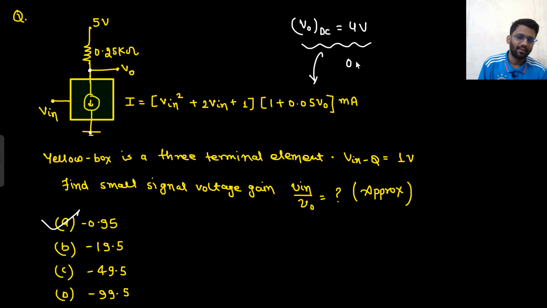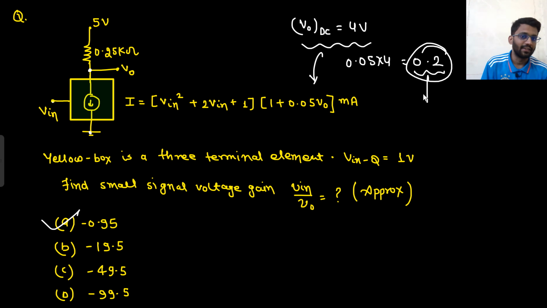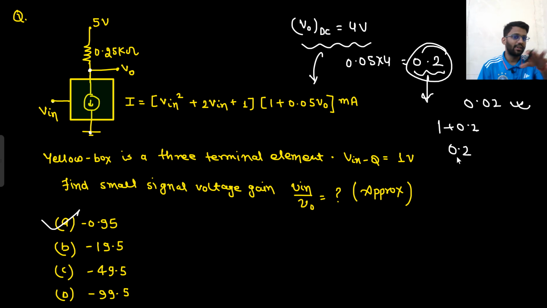And if you put 4 volt here, so 0.05 into 4, it is coming nearly equals to 0.2, which is not a small quantity with respect to 1. If it was 0.02, understandable. But now it is 0.2. So this is a considerable value. So in reality, you are not getting minus 0.95. If you simulate the circuit, I am pretty sure you will get the gain around minus 0.8, because I tried doing it. I was getting nearly minus 0.8. But the options I framed in a way that only one answer can be correct, that is minus 0.95.